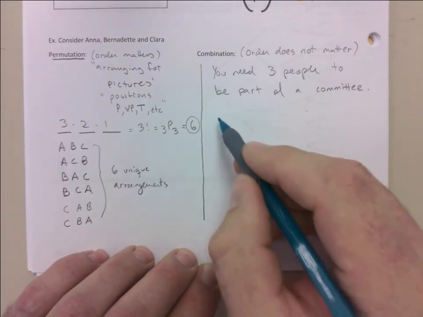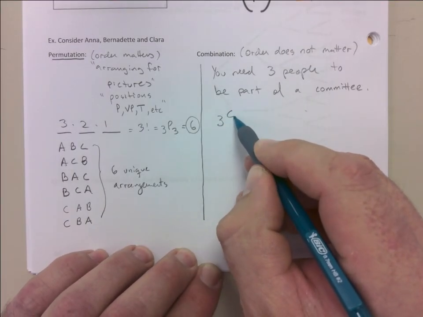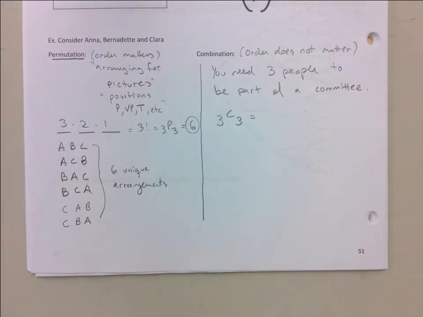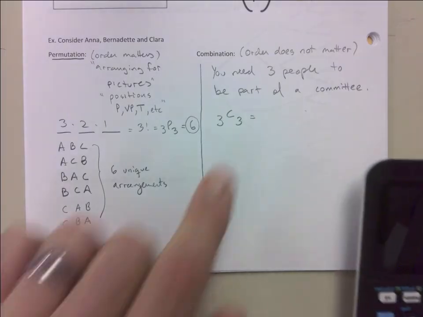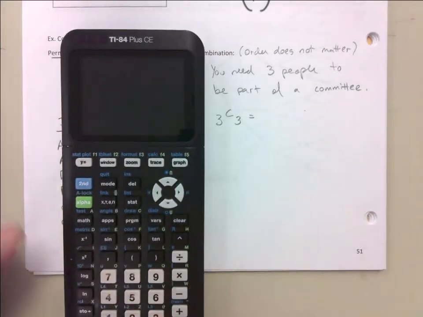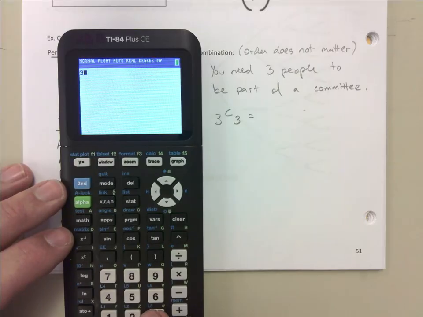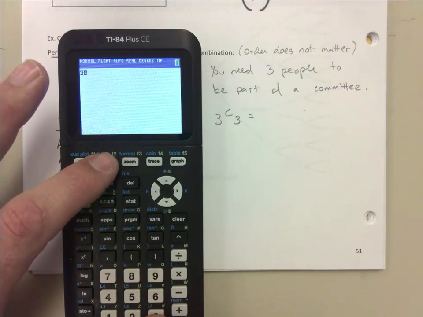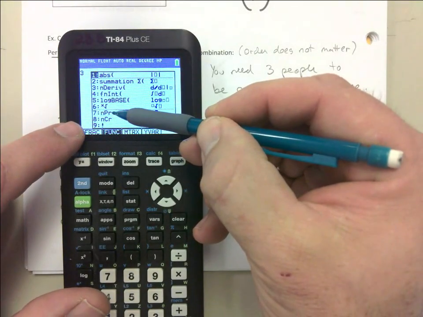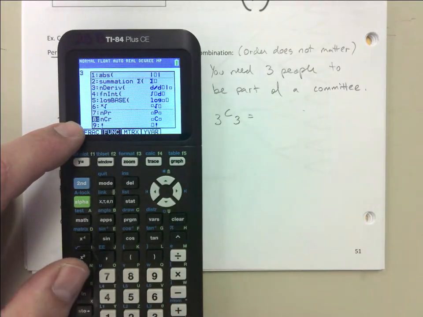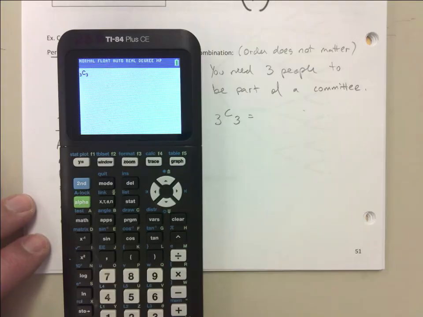So you would go, essentially, let's try this. It's 3 choose 3. We use the word pick when it's a permutation, and choose when it's a combination. Let's find how we would enter this. 3, sorry, let me clear my screen. 3, and you go alpha, window, and we used nPr before, now it's nCr. So it's option number 8. And then go 3 again. 3 C 3 is just 1.